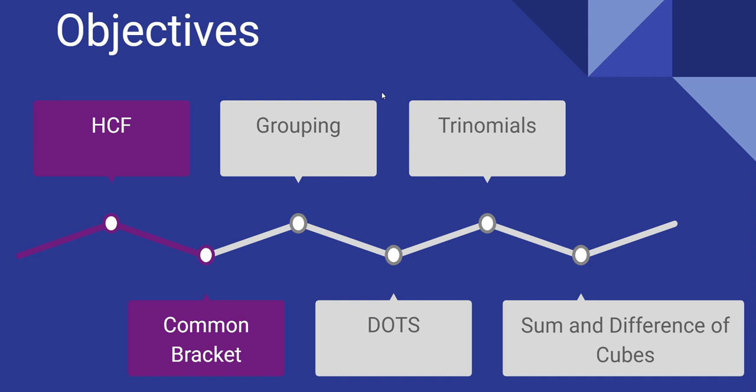So what are we going to go through in the video? We're going to do highest common factor, how to factorize using highest common factor. We're going to look at common bracket factorization. We're going to look at grouping. We're then going to look at difference of two squares, that's what DOTS means. And then we're going to do trinomials, and then we're going to end off with the sum and difference of cubes.